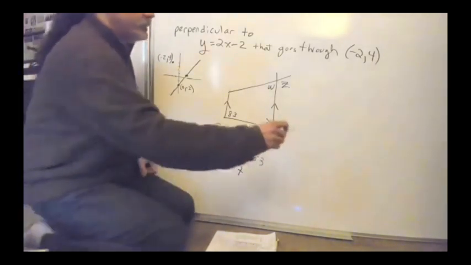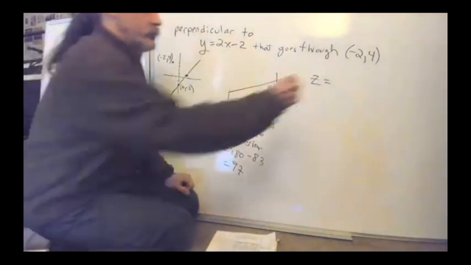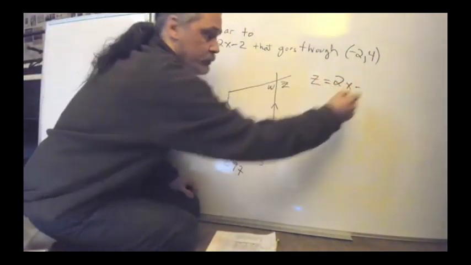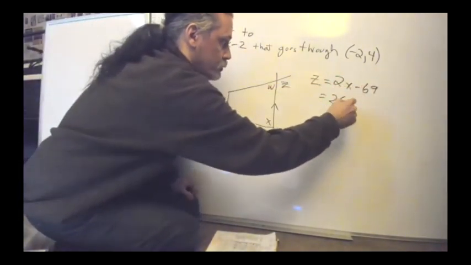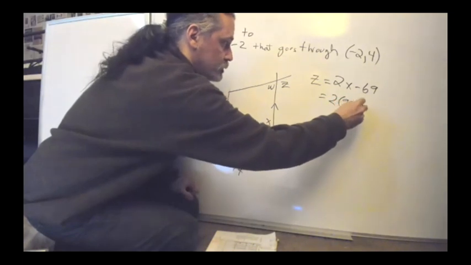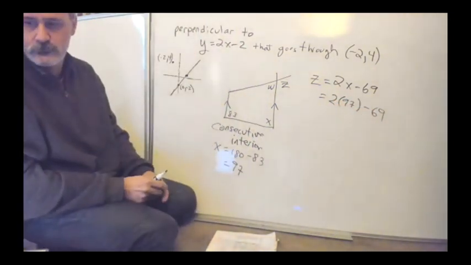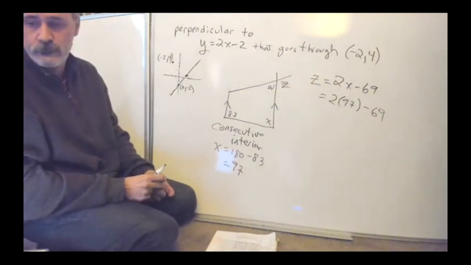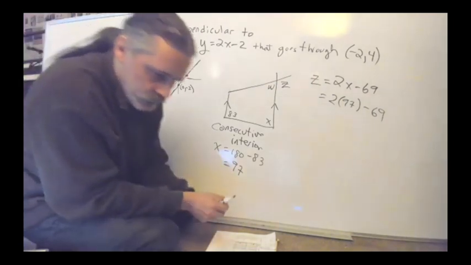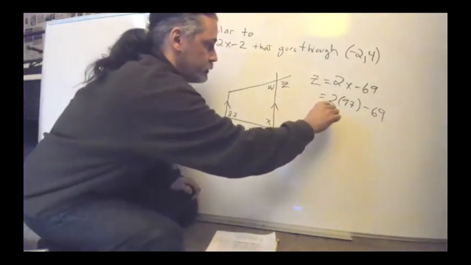Okay, now we can find Z because we have an equation that we can use to find Z if we find the X. Okay, so then we'll be able to find X by solving that equation. Okay, and that's 125.